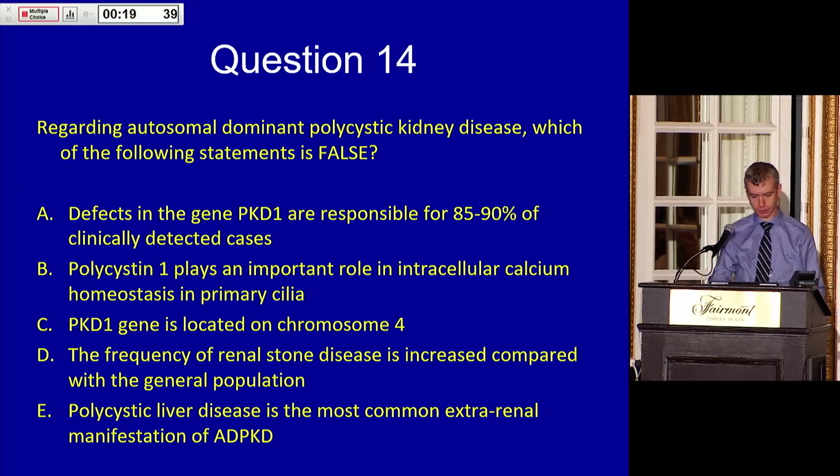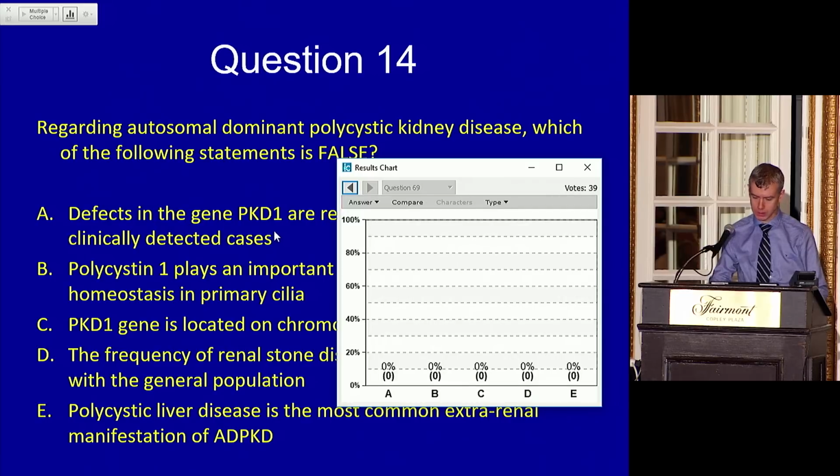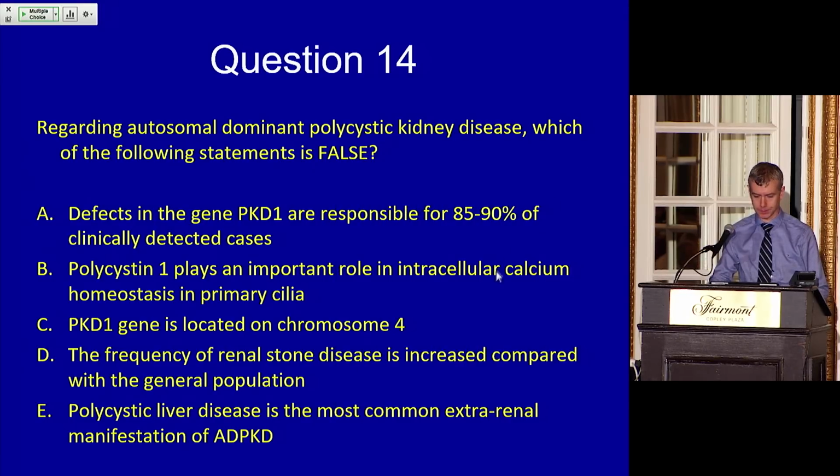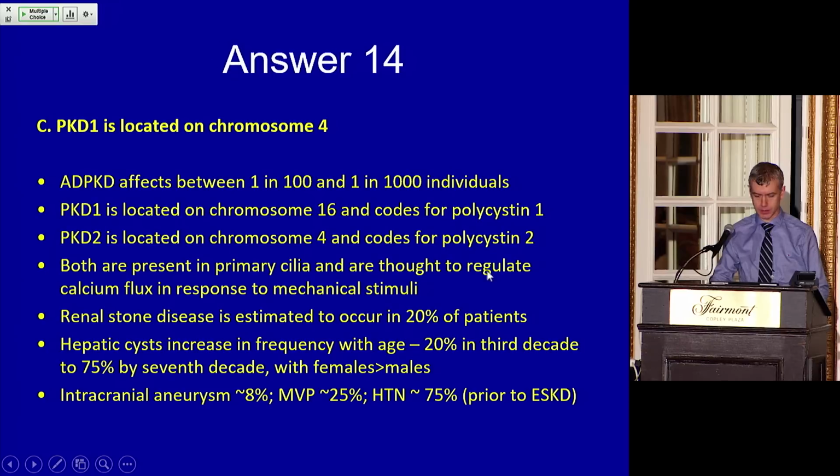Okay, let's see. So most people choosing C is incorrect. Okay. So, and that is the right answer. C is incorrect. So autosomal dominant polycystic kidney disease affects between 1 in 100 and 1 in 1,000 individuals.